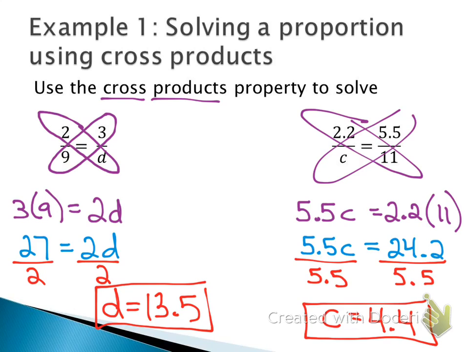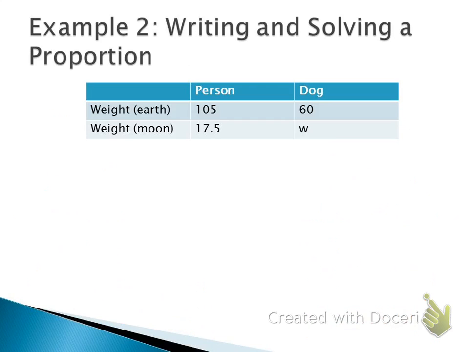Now, in example 2, this should look somewhat familiar because we had to write a proportion in 8.4 too, right? Does anybody remember what example we used? Bagels. Very good. I'm surprised nobody remembered first hour. We used the bagels, right?